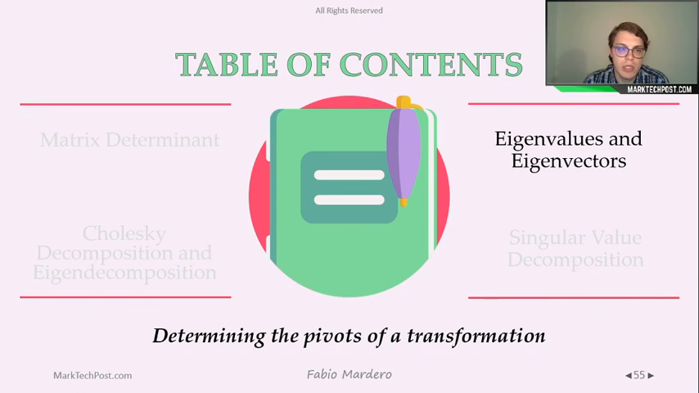So in the first section, we have defined this new function, the determinant, which will allow us to compute the volume of a parallelepiped. Now we will use the determinant to define other concepts like eigenvalues and eigenvectors that are the pivots of a linear transformation.